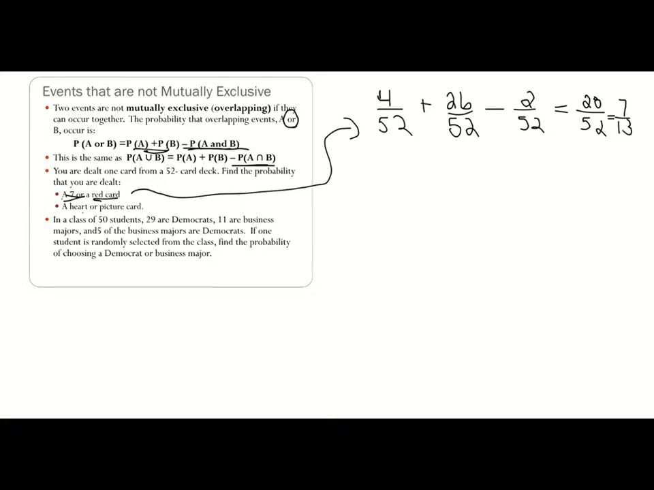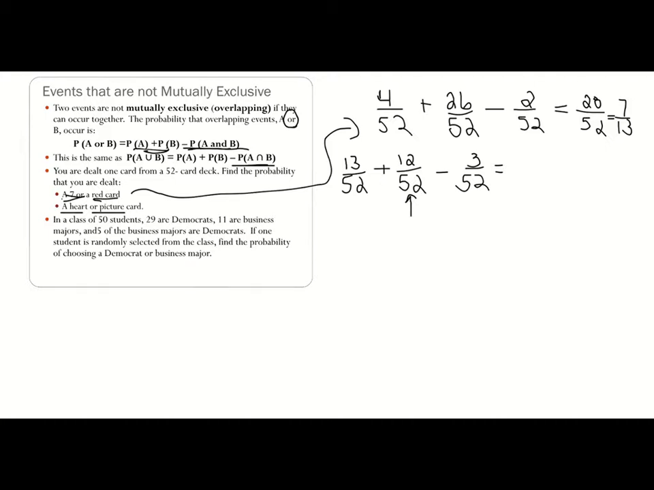All right, next we have a heart or a picture card. There are 13 out of 52 hearts plus, and then picture cards, remember, are Jack, Queen, and King, and there are 12 out of 52. But when I look at those picture cards, the 12 that I included also include 3 of the hearts, the Jack of Hearts, the Queen of Hearts, and the King of Hearts. So I have to subtract 3 out of 52, my overlap.